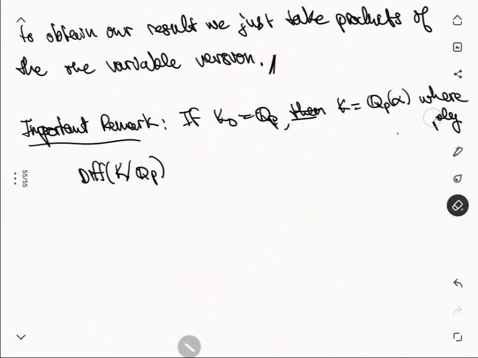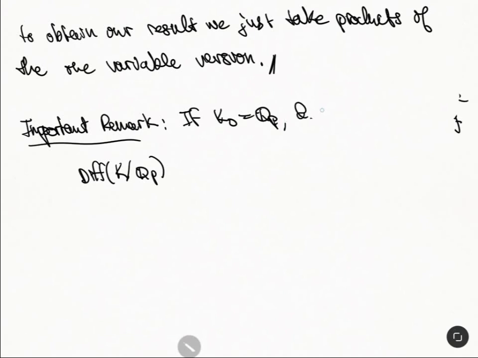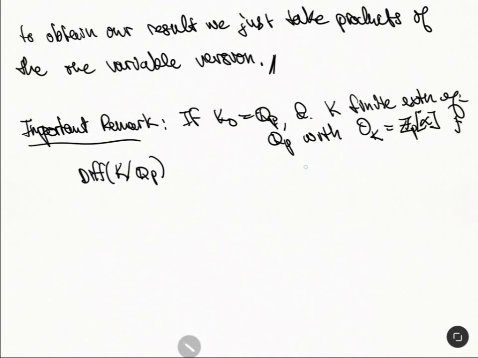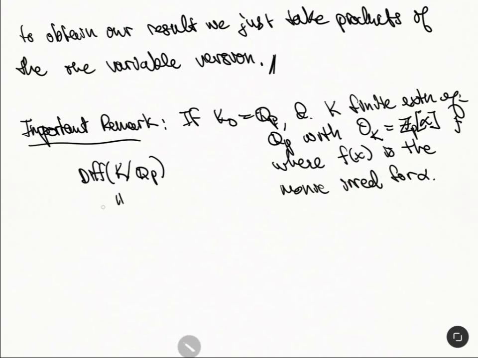okay, actually we need a little bit more here. So if K0, so we're doing this over Q_p, and then we have K is a finite extension of Q_p with ring of integers O_K. So every O_K can be written in this way, Z_p adjoin alpha, where f of x is the monic irreducible for alpha. So it's the minimal monic irreducible for alpha, right? Then the different looks like f prime evaluated at alpha, right? So this is the different ideal, right, in this special case.